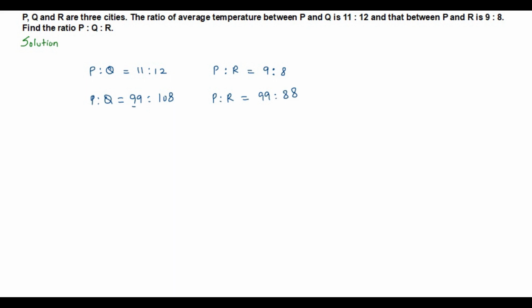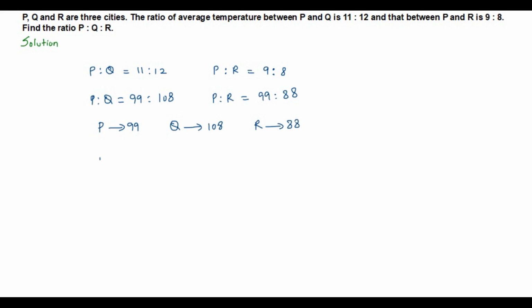Okay, so in these two ratios we find P in common. The values corresponding to P in both the ratios is same. So in the first ratio, the value corresponding to P is 99. In the second ratio, the value corresponding to P is 99. We got the same value for P in both the ratios. So that is the work we have to do. Okay, now let's list out the corresponding values of P, Q and R. So for P, we have 99 in both the ratios. For Q, we have 108. For R, we have 88.